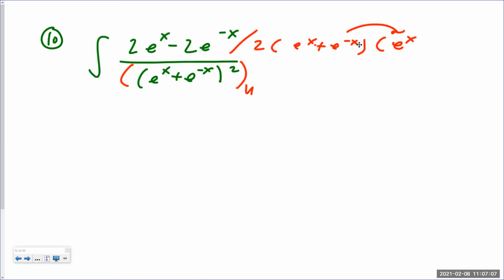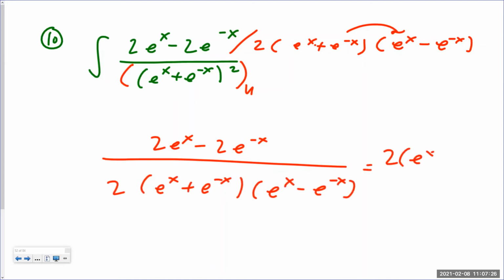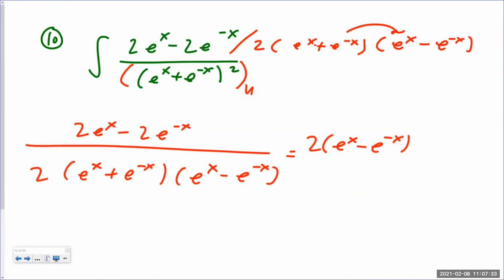The derivative of e to the negative x is negative 1 e to the negative x. Okay, so that's what I have. So I have 2 e to the x minus 2 e to the negative x over 2 times e to the x plus e to the negative x times e to the x minus e to the negative x. I could take out a 2 on the top. So what would I have on the bottom? Some of you guys are going to get really mad at me. On the bottom I have 2 times e to the x plus e to the negative x over e to the x minus e to the negative x.